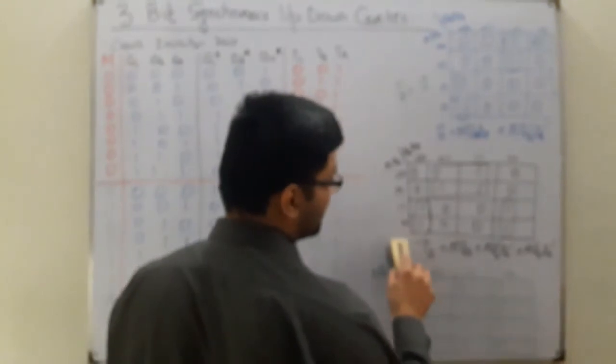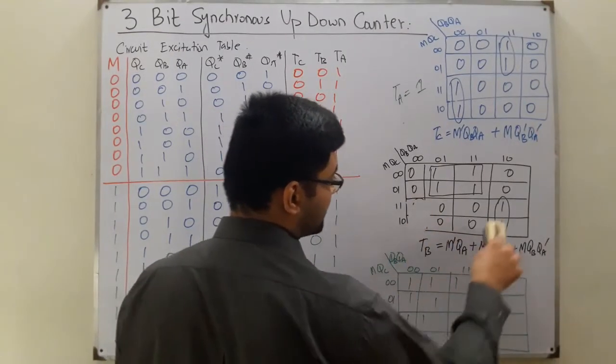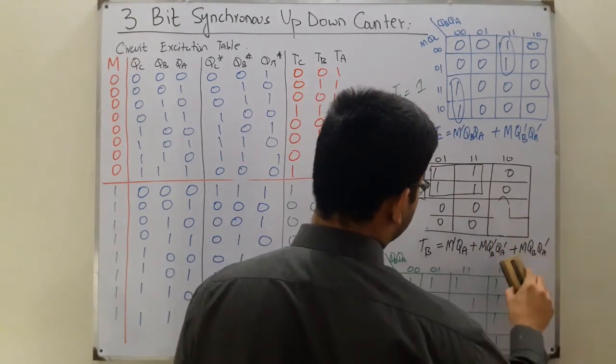All of them. So when all of them are one, you simply have TA equal to logic one. I hope that is clear, all right? And I've made a mistake, all right? And the mistake is what? That I can group over here this group of four ones. And I've taken them as a group of two ones. So this is wrong. All right.